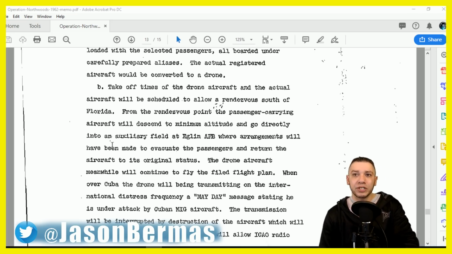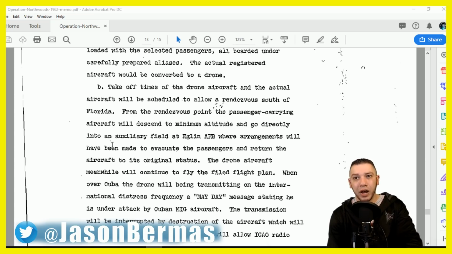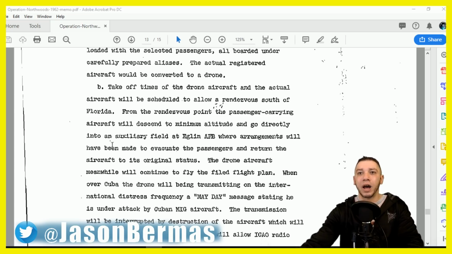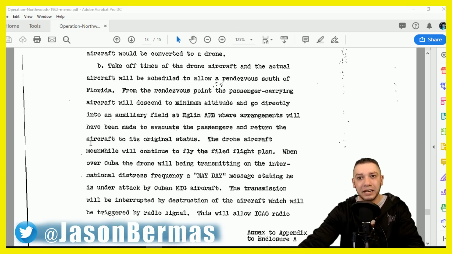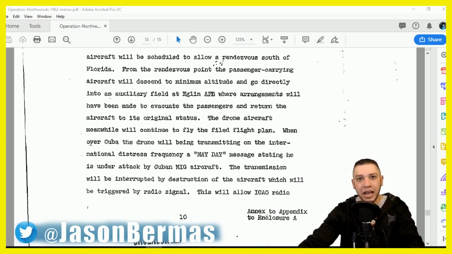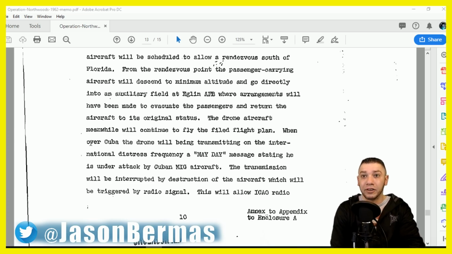Takeoff times of the drone aircraft and the actual aircraft will be scheduled to allow a rendezvous south of Florida. From the rendezvous point, the passenger-carrying aircraft will descend to a minimum altitude and go directly into an auxiliary field at Eglin Air Force Base, where arrangements will have been made to evacuate the passengers and return the aircraft to its original status. The drone aircraft, meanwhile, will continue to fly on the filed flight plan.